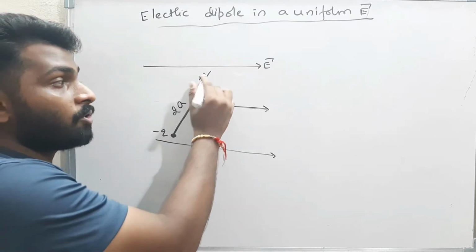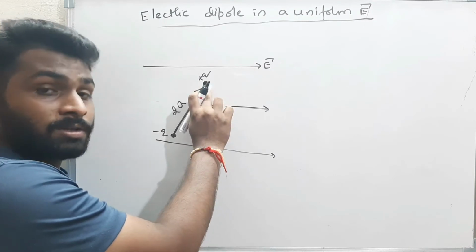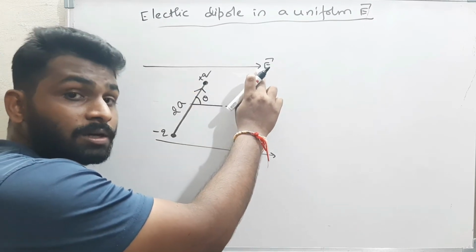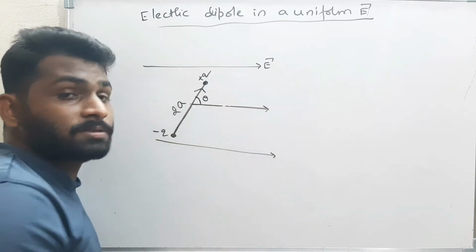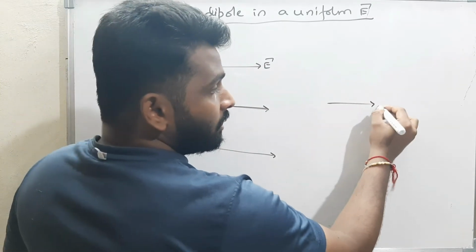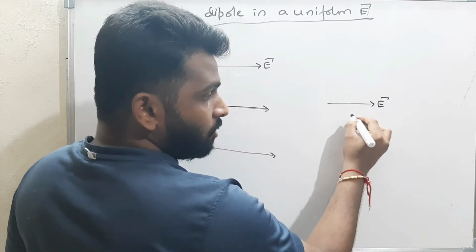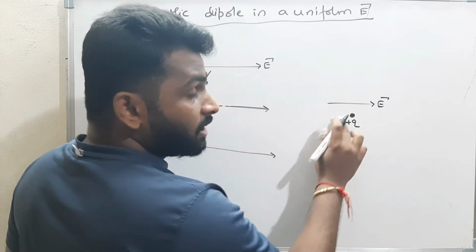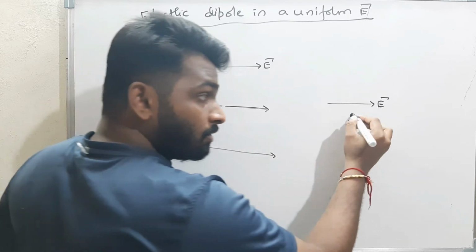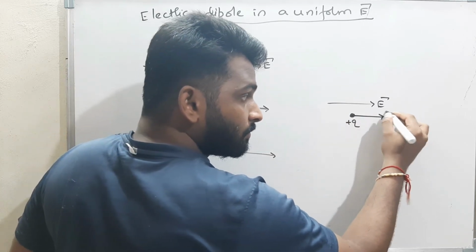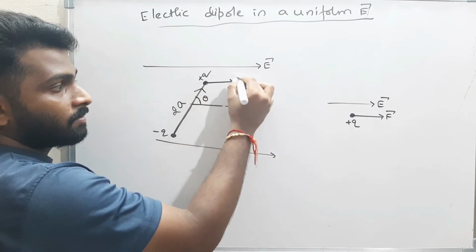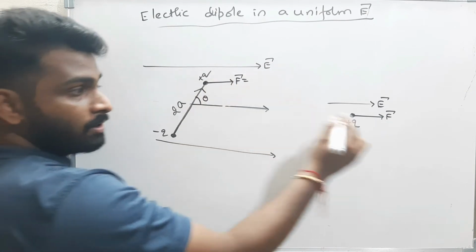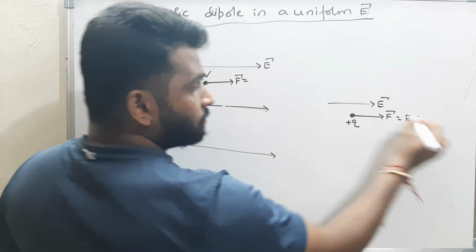Now, this is a positive charge. If this is a positive charge, because of this electric field, in which direction will the force act on this? This electric field direction. And if I place any positive charge in this, in which direction will the force act? The force will be in the direction of electric field. Therefore, this is the force direction. What is the force? The force is nothing but E into Q.